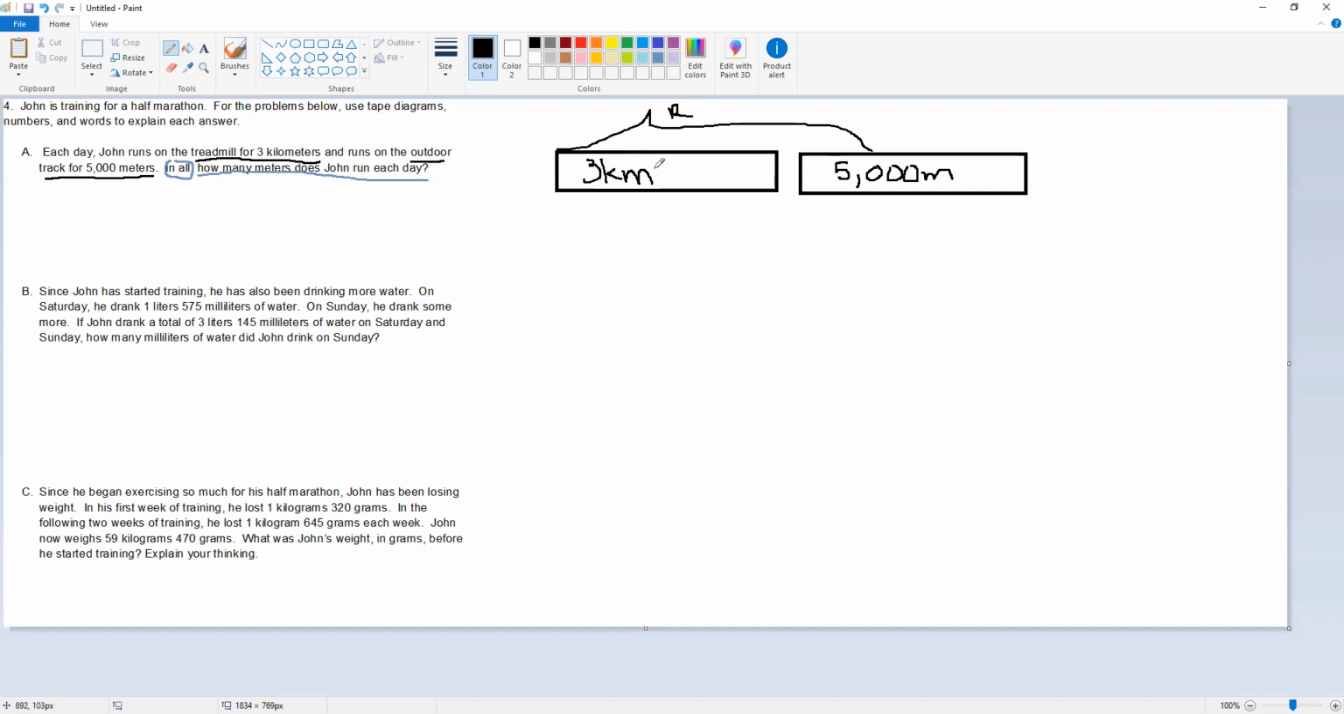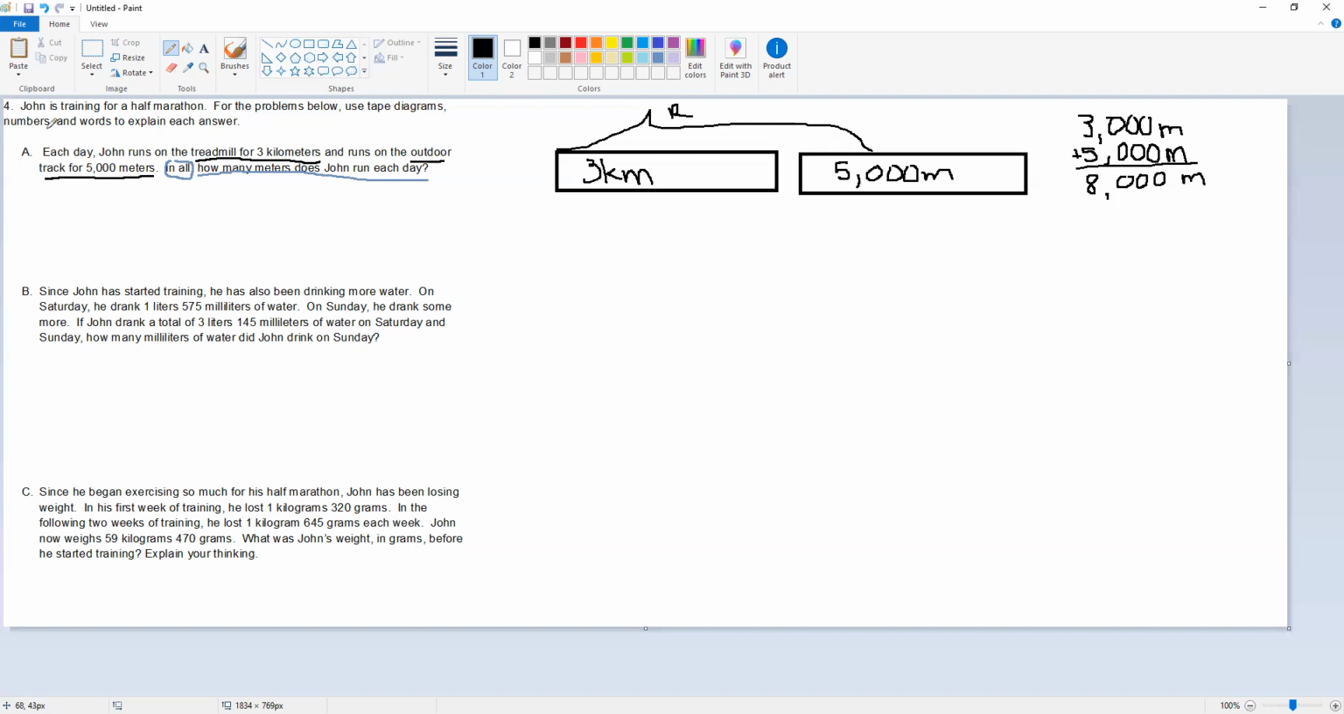So we'll start with 3 kilometers, which would be the same thing as 3,000 meters. And then I have 5,000 meters. And I said I needed to figure out altogether how much he runs each day. So I'm just going to add those. And I come up with 8,000 meters.